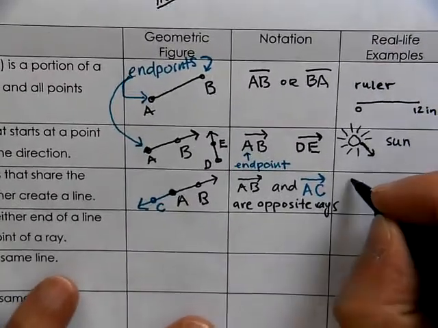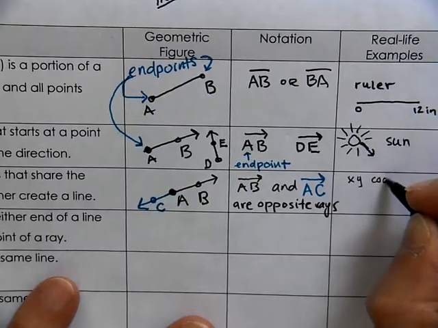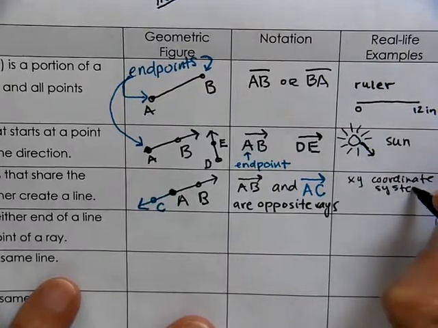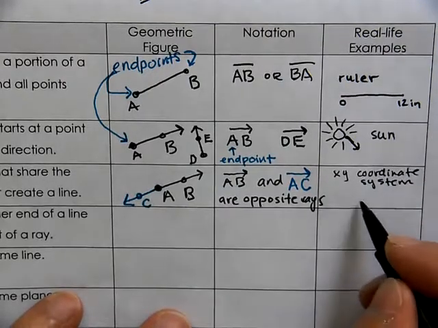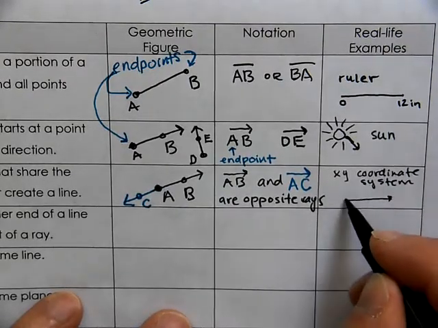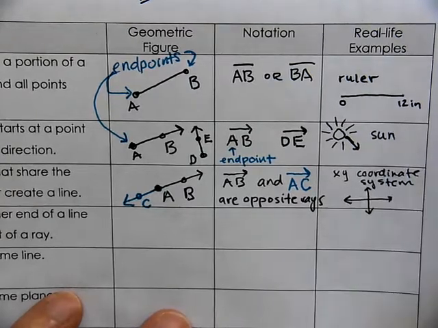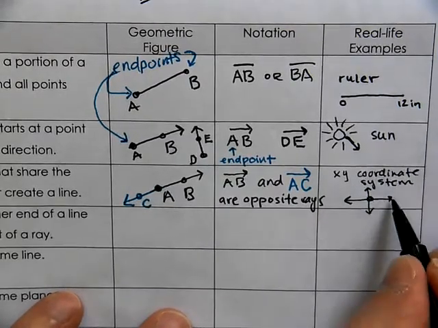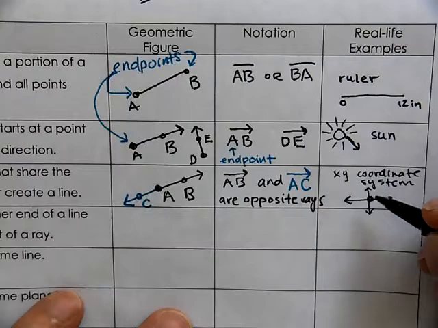You can kind of think of the XY coordinate system as a way of showing how those opposite rays are formed, because on the x-axis you have a line, but then you have this y-axis that passes through, which is another line, and they create this point of intersection right here. So you can think of this as one ray pointing to the right and one ray pointing to the left. One ray pointing up, one ray pointing down. So those are your opposite rays, but they also form a line.